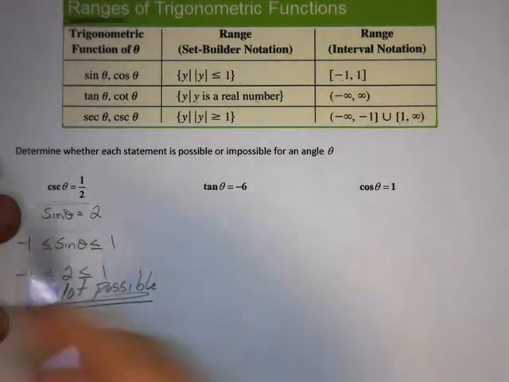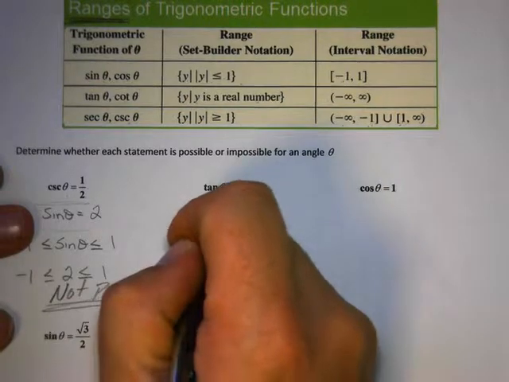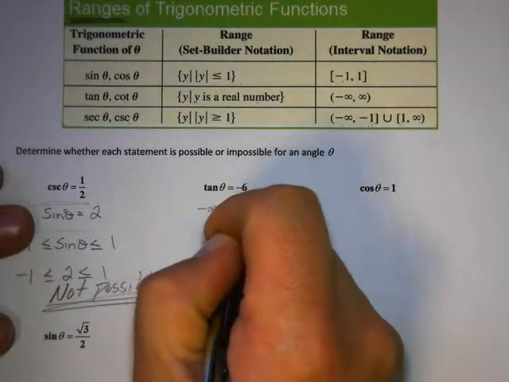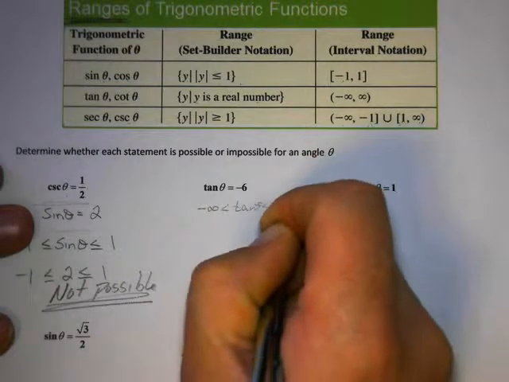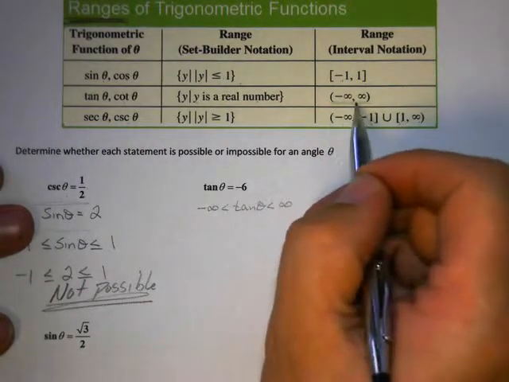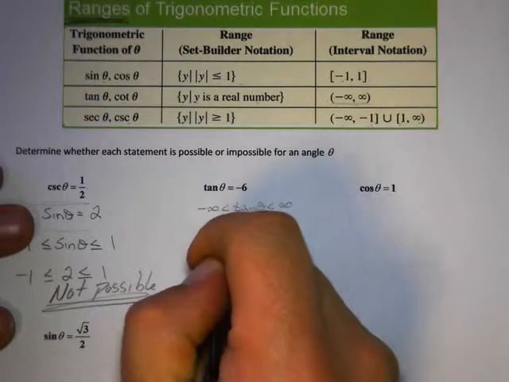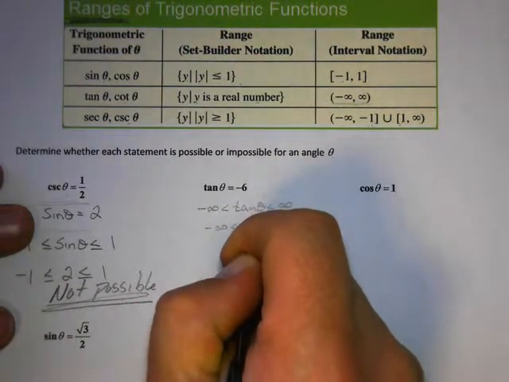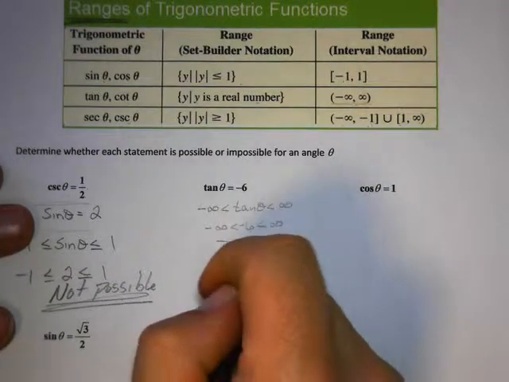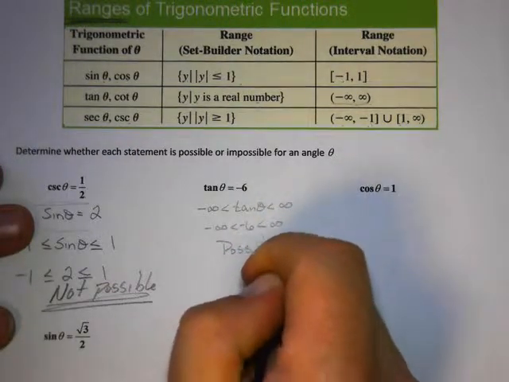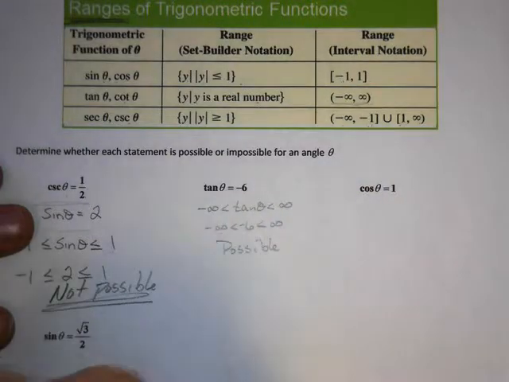Tan theta equals negative 6, what's that saying? Negative infinity is less than tan theta is less than infinity. That's what this all real numbers is. So negative infinity is less than negative 6 is less than infinity. This is possible, because negative 6 is between negative infinity and infinity.